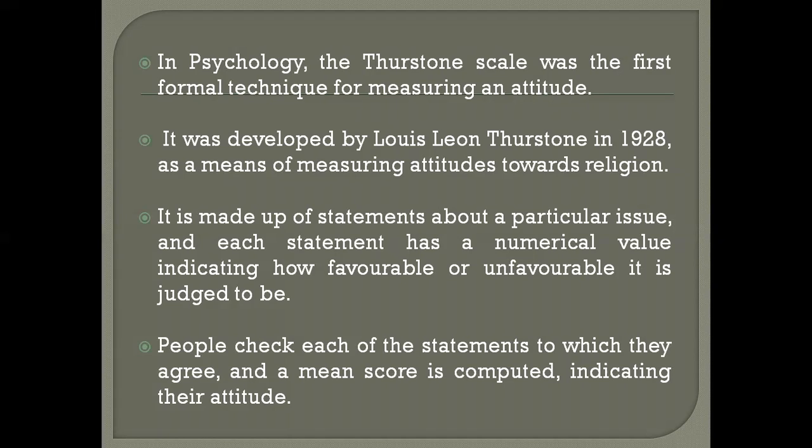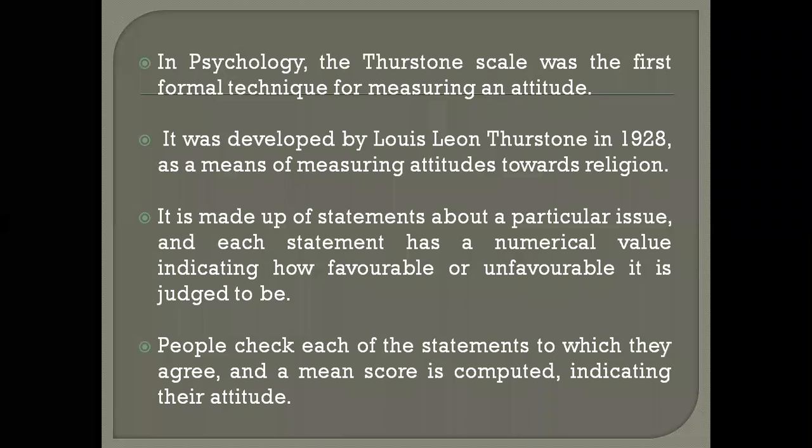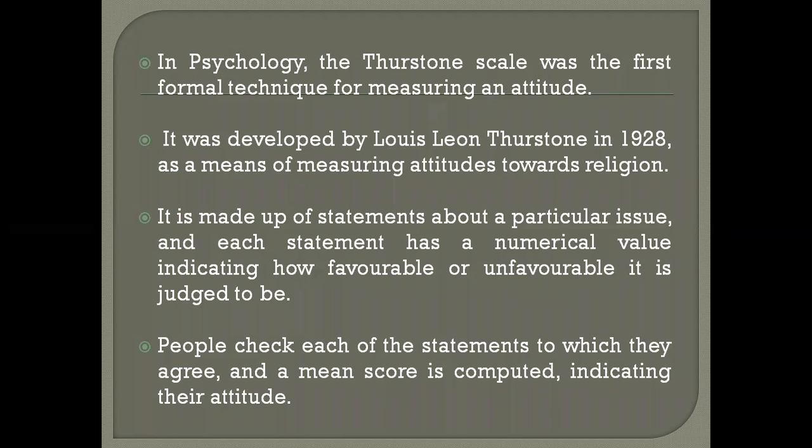Then it is made up of statements about a particular issue, and each statement has a numerical value indicating how favorable or unfavorable it is judged to be. As I explained yesterday, we will write statements, and there we will ask them to take one of the numerical values. As for example, pain again. If I ask a patient to rate the pain according to his or her experience, then they might say that the pain level is at, say, 5, maybe 6. So there is some numbering given, and according to that the patient will indicate. Next, people check each of the statements to which they agree, and a mean score is computed indicating their attitude. So from those numerical values, we will take out the total value, and from there we will take out the mean score to know the attitude.